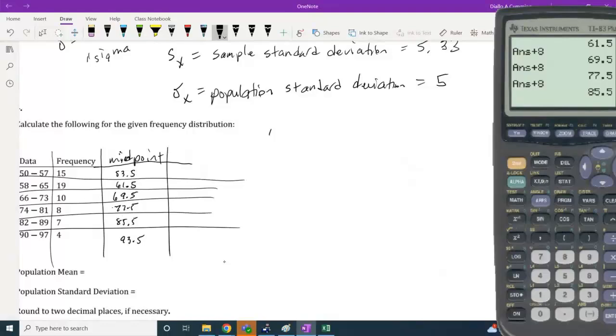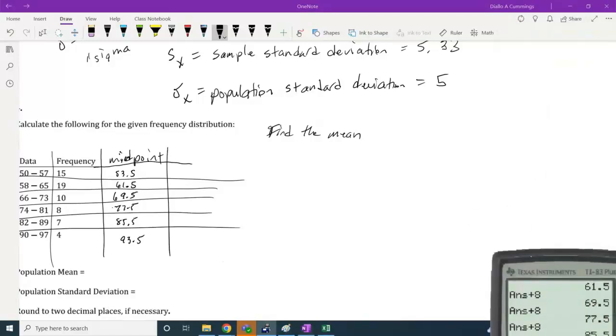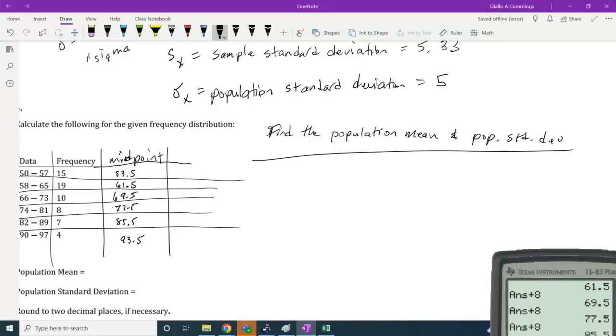So let me write some steps over here. The first thing: find the population mean and population standard deviation. The first thing we did was find the midpoint.